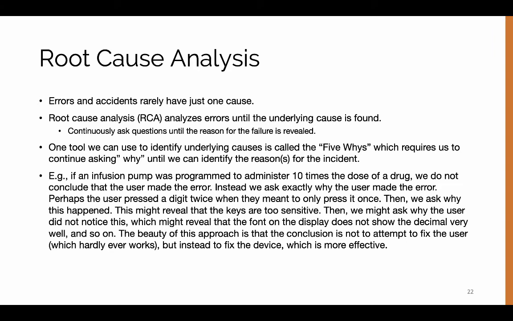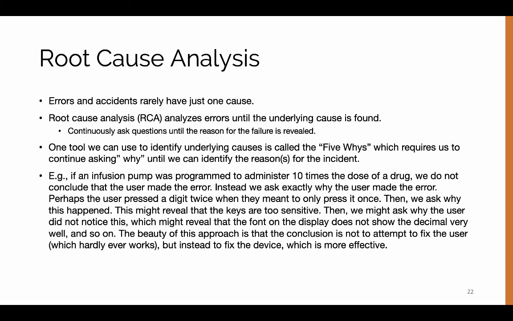In all of these things, it's important when there is an error of some kind to do some kind of root cause analysis, which is a fancy way of figuring out what the heck went wrong. So important to doing a root cause analysis is understanding that errors and accidents rarely have just one cause. Often when something bad has happened, several nasty contributors to the error made it possible. So the root cause analysis analyzes those errors until the underlying cause or causes are found. And we get there by continually asking questions until the reason for the failure is revealed.